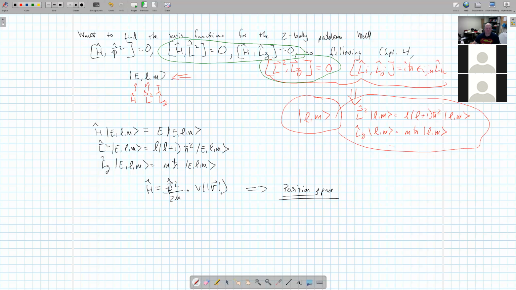So we want to know what is the position space version of this. Now, one thing that's kind of interesting here, and we're going to show this, is that the Hamiltonian actually is a function of L squared. It turns out that there's an L squared buried inside of the Hamiltonian. So we want to pull that out, so that we can use these simultaneous eigenstates to find the energy eigenstates for our Hamiltonian.